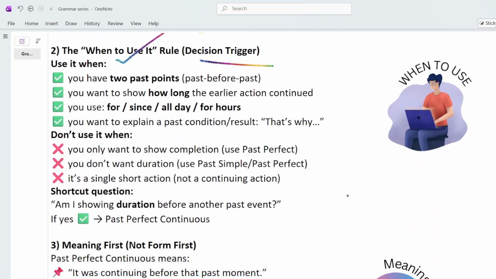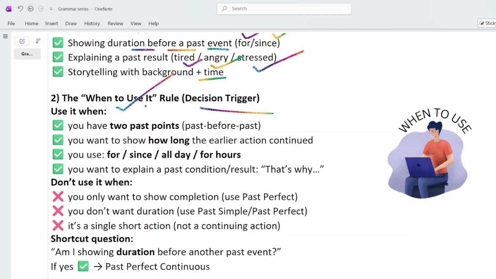All right, great. So, when do you use it or when to use it? Also known as the decision trigger. When are you going to take the decision to use past perfect continuous as your communication tools? So, if you have 2 points in the past and you want to show the duration, in the sense, the sweat or the effort, the time that you have spent to do a particular activity, you are going to use this particular tool. And what is the tool? The past perfect continuous tense.